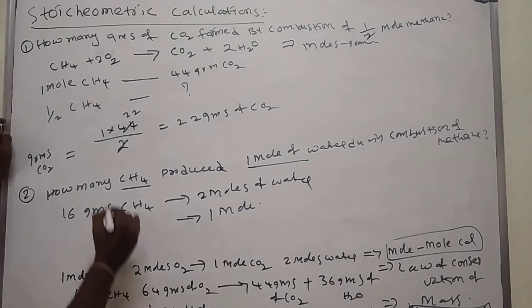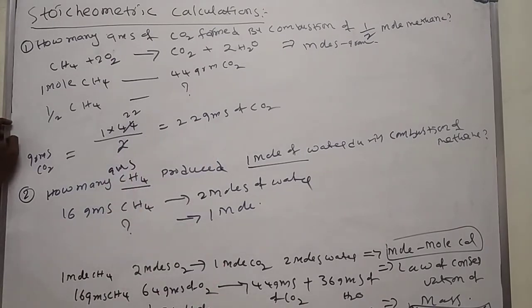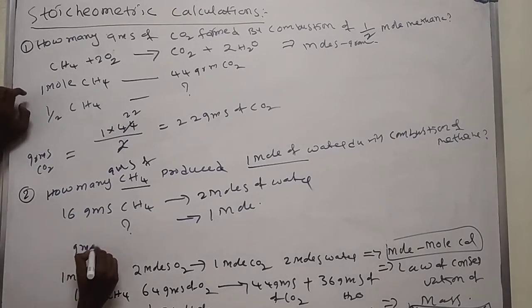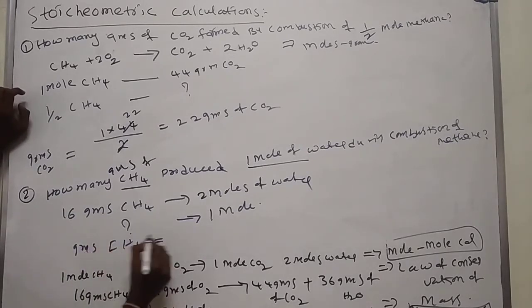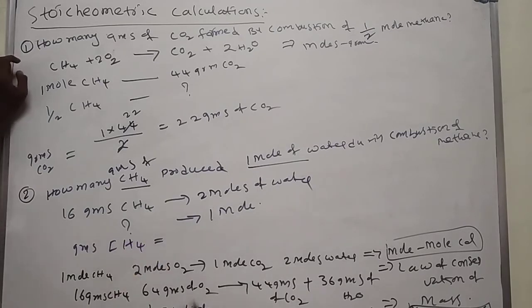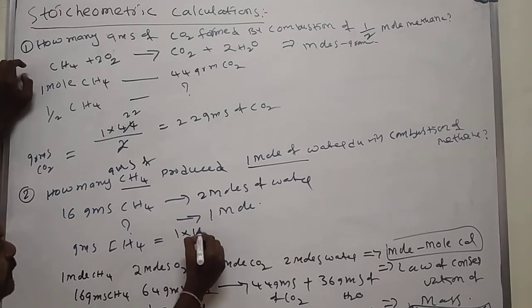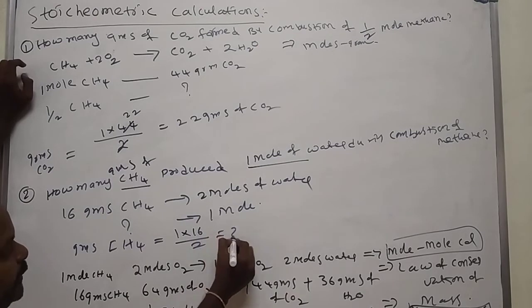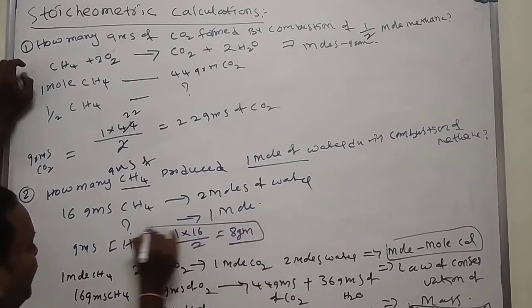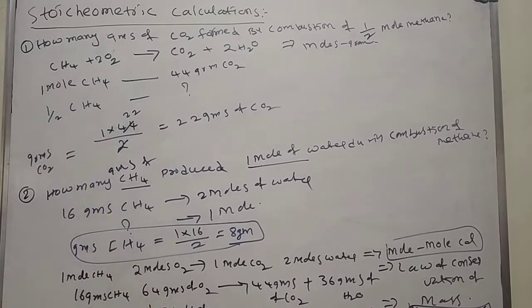How many grams of methane produce 1 mole of water? Grams of methane is equal to 1 into 16 by 2, that is 8 grams. 8 grams of methane produces 1 mole of water.